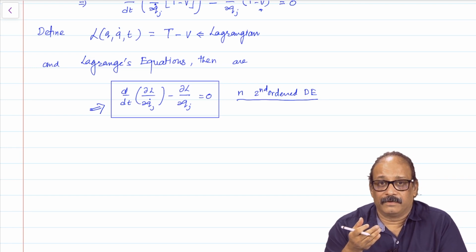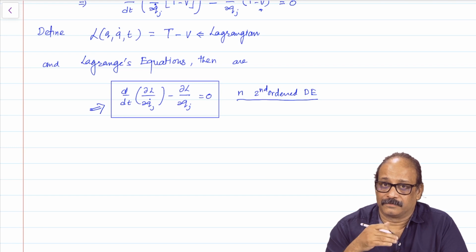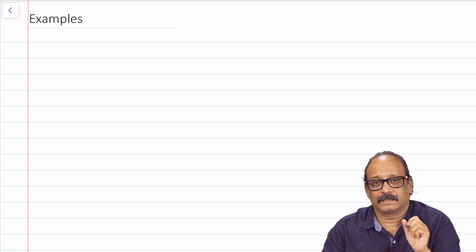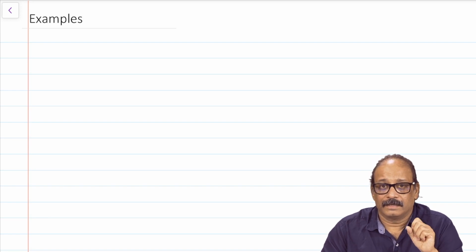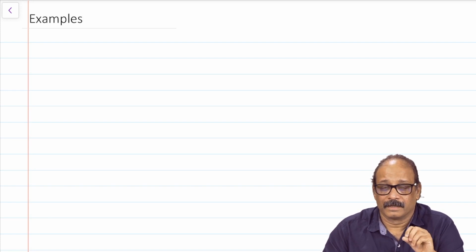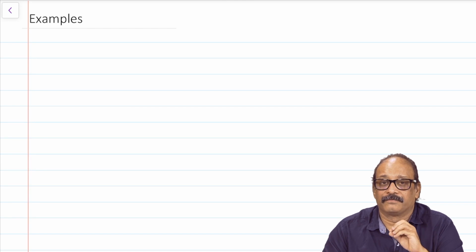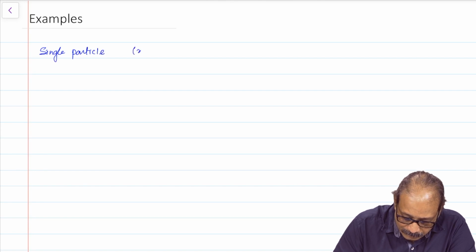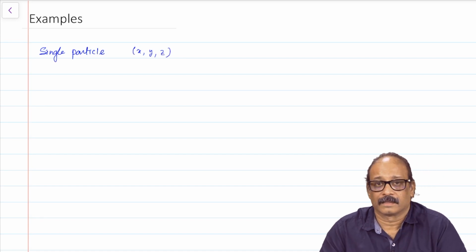Okay. Immediately we will try this for some examples. The first thing that I want to try is this must work if my system is free of any constraints. So, take for example, a single particle whose coordinates are given by x, y and z.